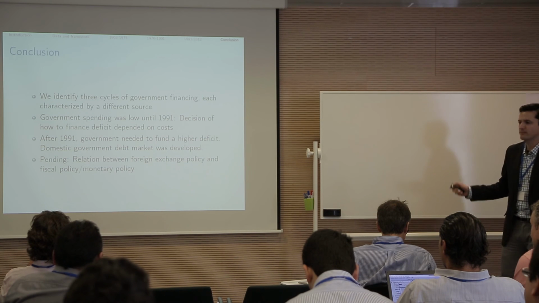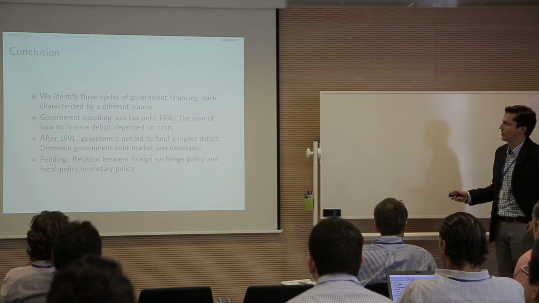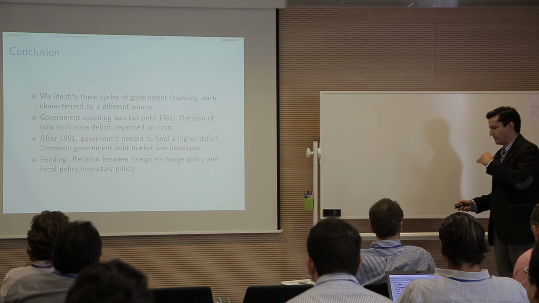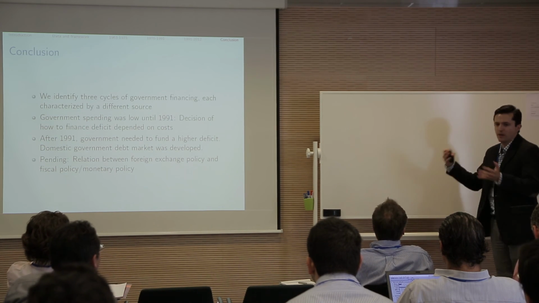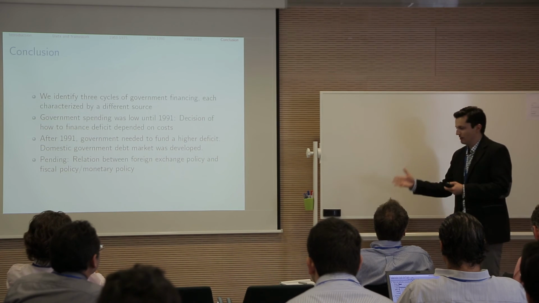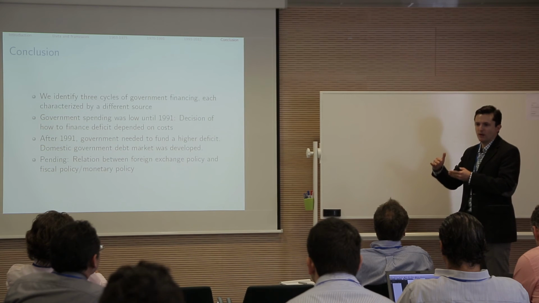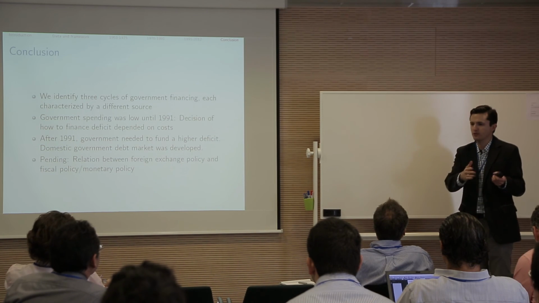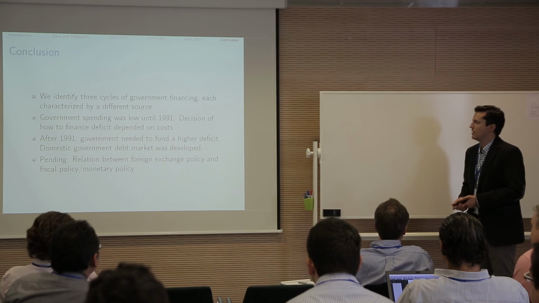And well, that will be it. So we were able to identify 3 cycles of government financing. Our theory was that only since 1991, when the government became big, the government actually actively tried to develop a domestic debt market to be able to finance its deficit. Before, in the previous 2 cycles, it just went with the cheapest option.